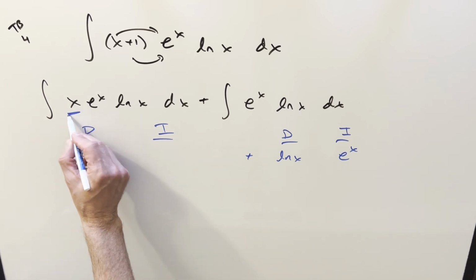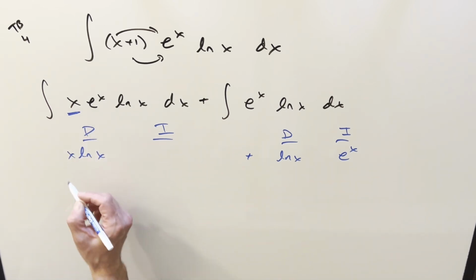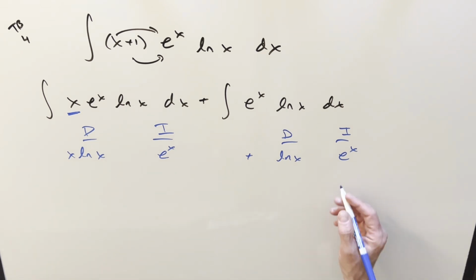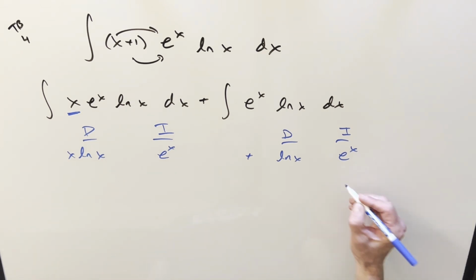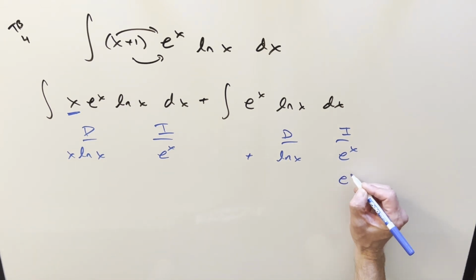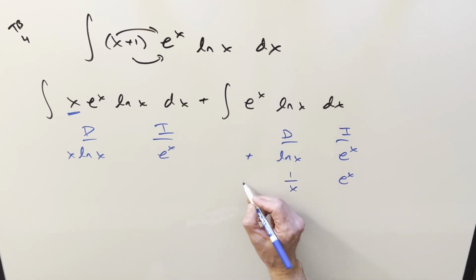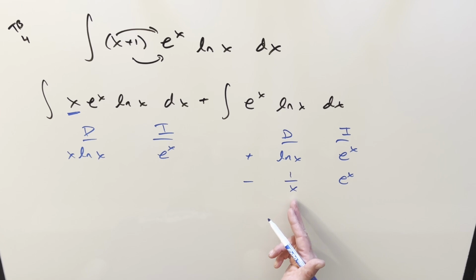Over here we're going to group, we'll bring in this x and differentiate this, and we'll integrate e^x. Over here, integrating e^x is just going to be e^x. The derivative here will be just 1 over x. And then we'll stop here on this one.